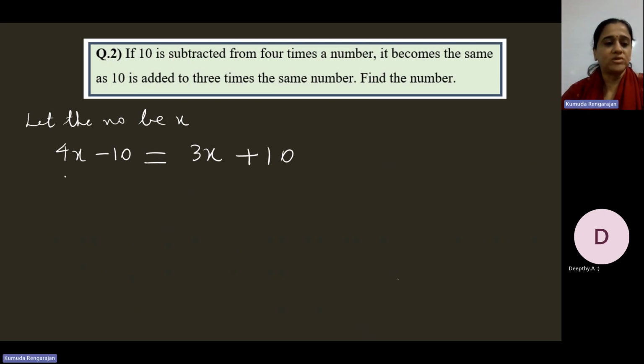Okay, so let's transpose. 4x is already on the left hand side. Write it as it is. Now 3x has to come from the RHS to the LHS. So it'll become minus 3x. Correct?